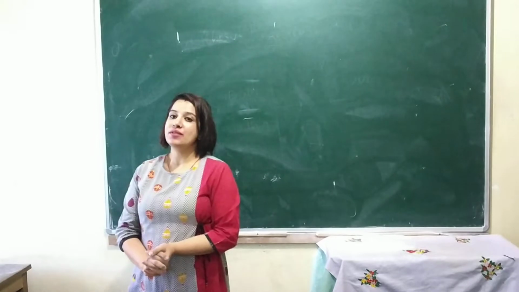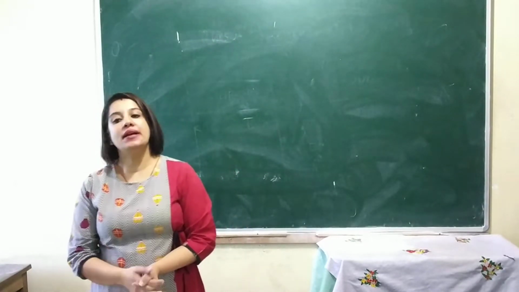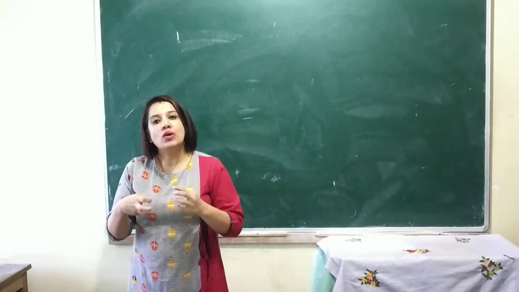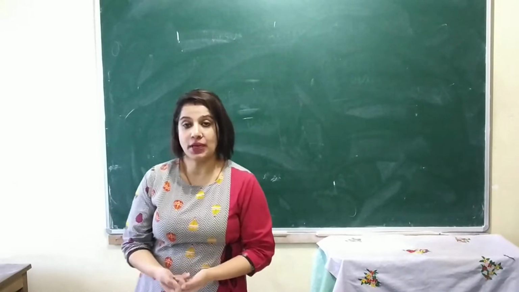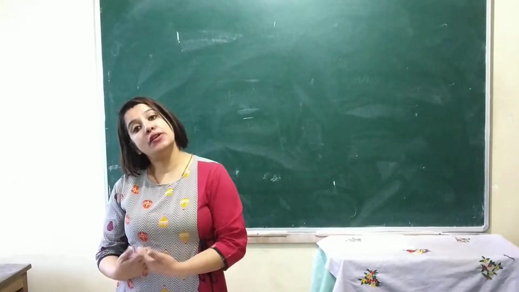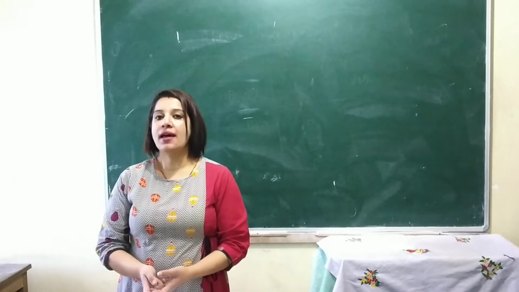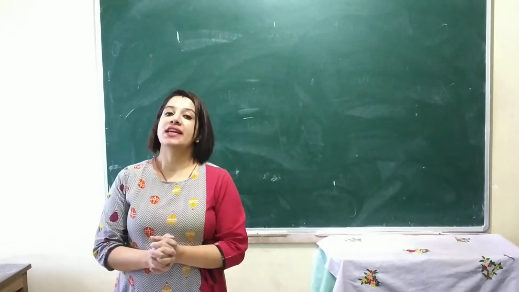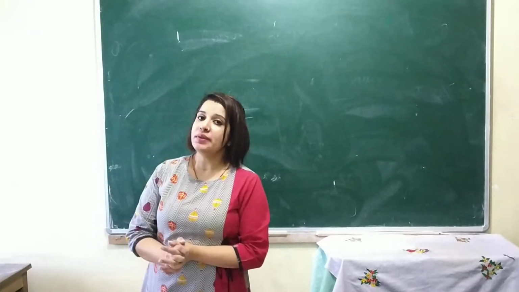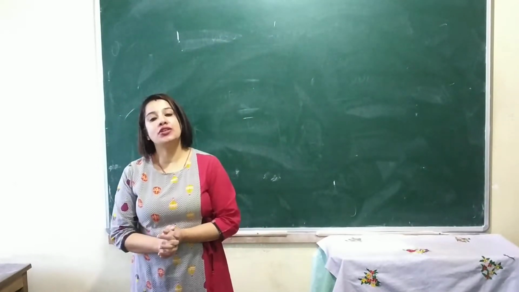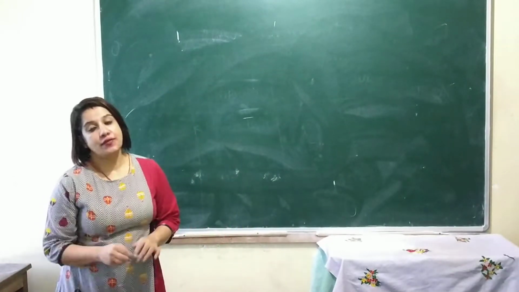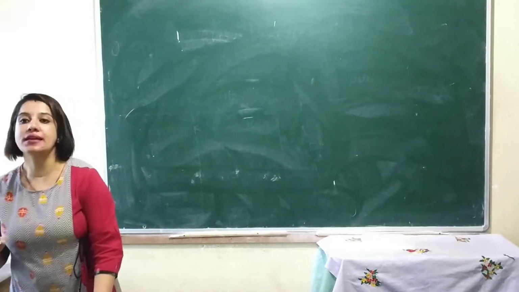I hope you all have been following my video on the chapter Excretory System in Humans. In the previous video, we discussed the different types of waste produced in our body, what is excretion, the difference between excretion and egestion, and the structure of the excretory system in humans. Today, we will be discussing the structure of a nephron. If you remember, in the last video, we had discussed what is a nephron.